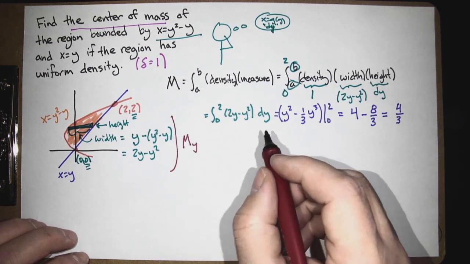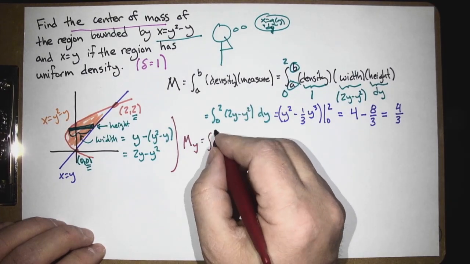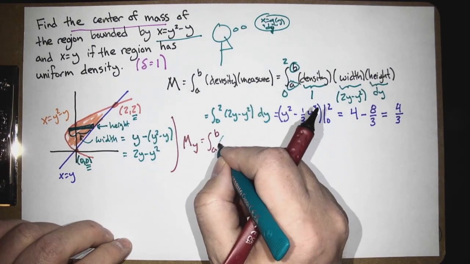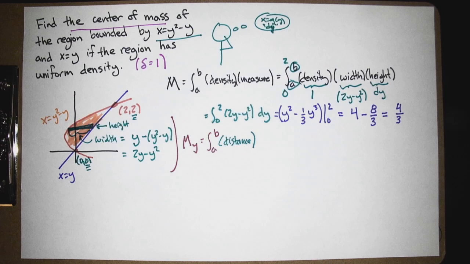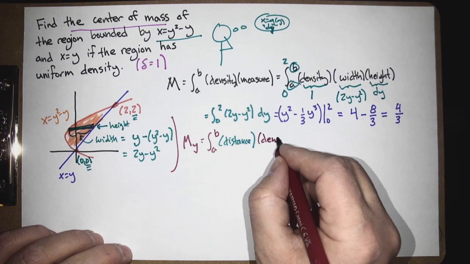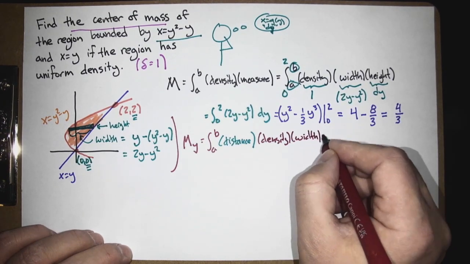All right, now, what's the only thing that changes with moments? Well, the only thing that changes is one new term gets added in. And that is, on the paper, it's called distance. But really, it should be called location. All right, so we have distance, but then everything else is the same. Density, width, height.